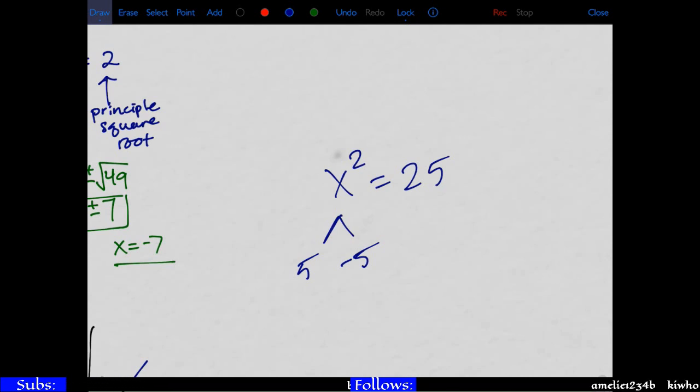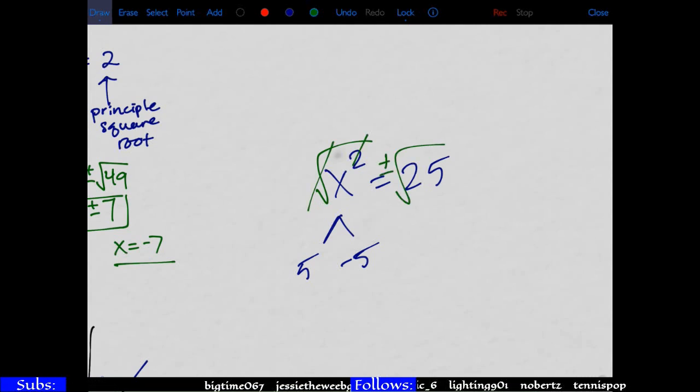Okay, so the -5 and +5 are both answers to x squared. So how we account for that when we're solving is when we square root both sides to cancel that square, we put this plus minus here to show that there's going to be 2 answers here: the positive version of this answer and the negative version of this answer.